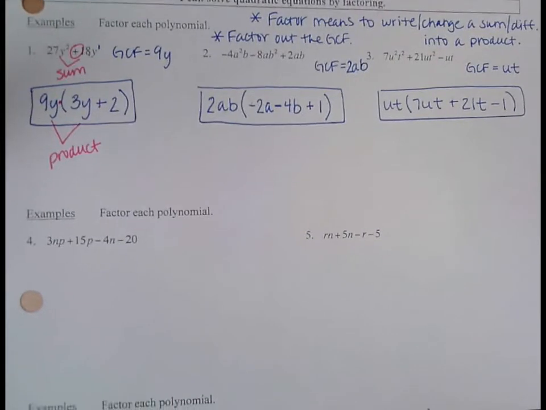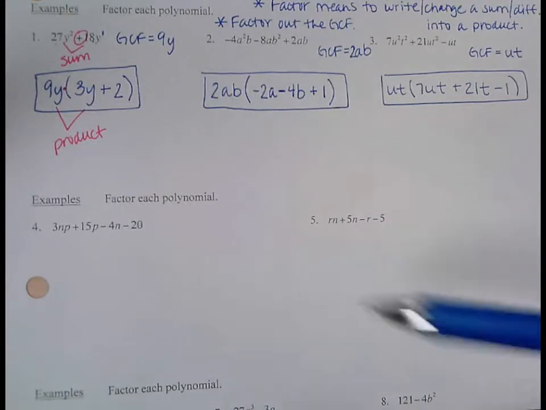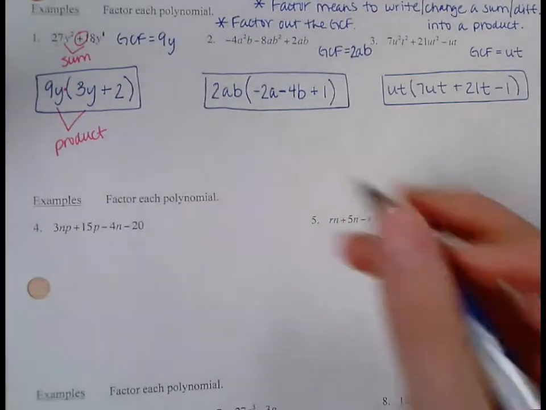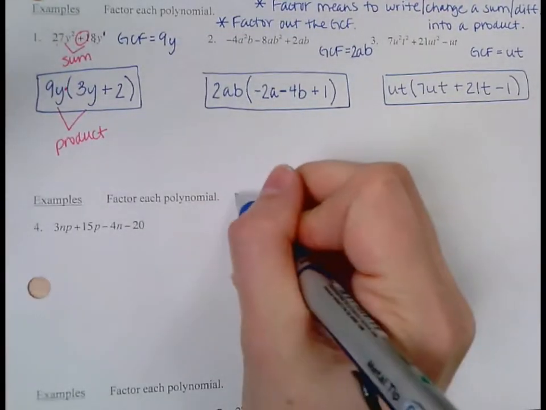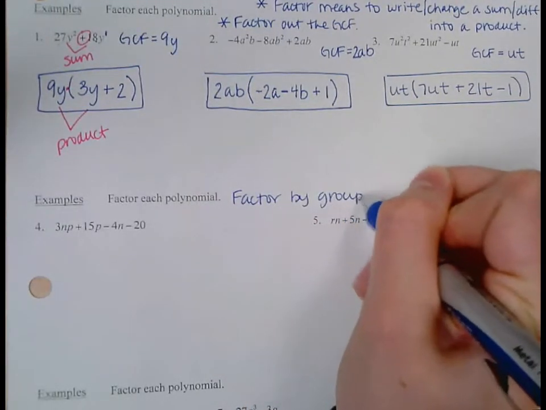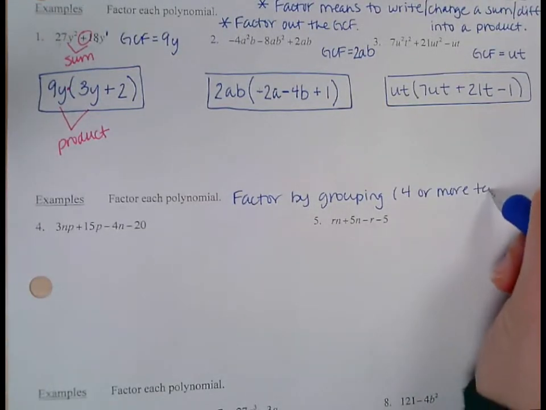Okay, so then in examples 4 and 5, anytime we factor, we're still looking for a GCF first, but examples 4 and 5 and then examples 6, 7, and 8 have specific methods we can use to factor based on the number of terms. So how many terms are in examples 4 and 5? There's 4 terms in each. When you have 4 or more terms, after you look for a GCF, you factor by grouping. If you want to make a note to yourself, this is with 4 or more terms.